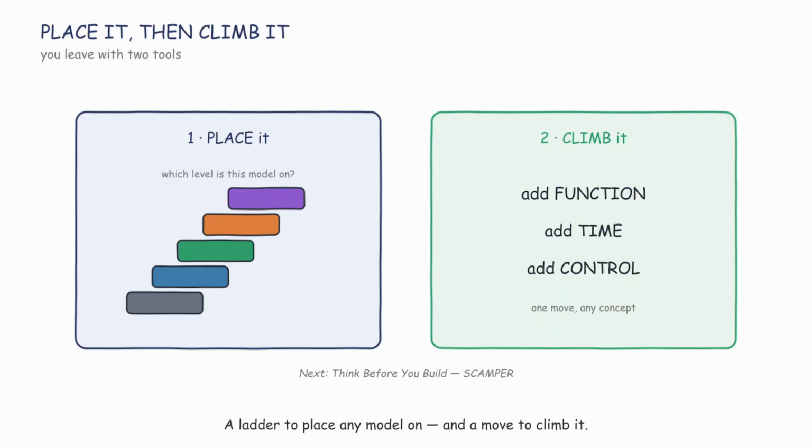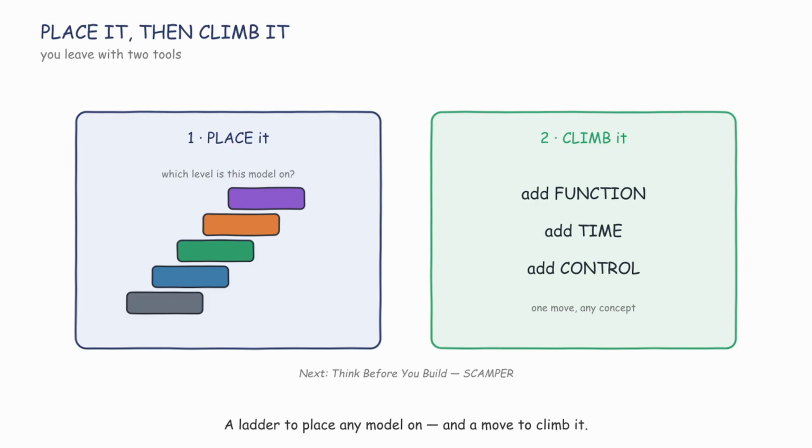So you leave with two tools. One, a ladder to place any model on the moment you see it. Is this static, functional, dynamic, interactive, or a simulation? And two, a move to climb it. Add a function, add time, add a control, and so on.